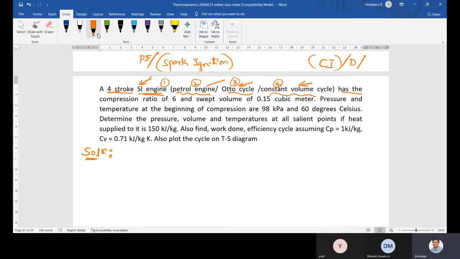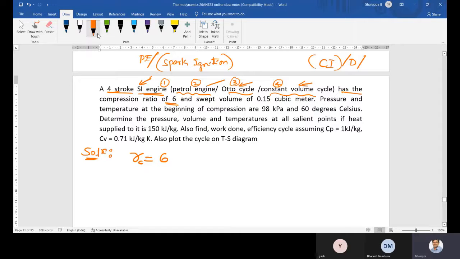It has a compression ratio of 6. The compression ratio will be represented with the letter r, right? r is equal to 6. If you write r, I will add the suffix c, because it clearly indicates that c stands for compression and r for ratio.